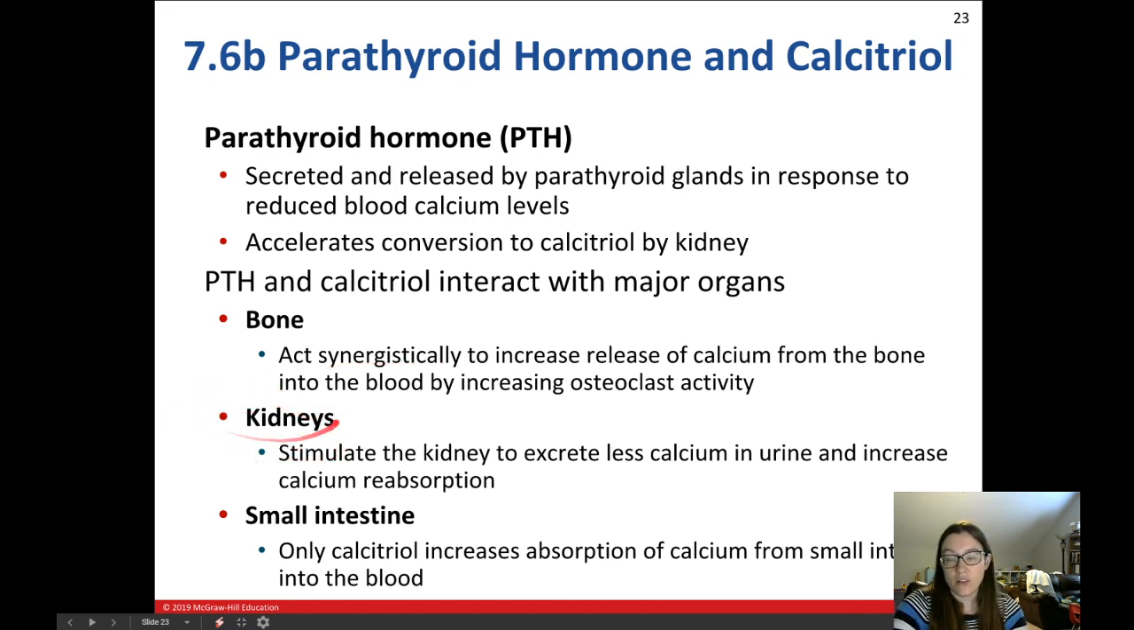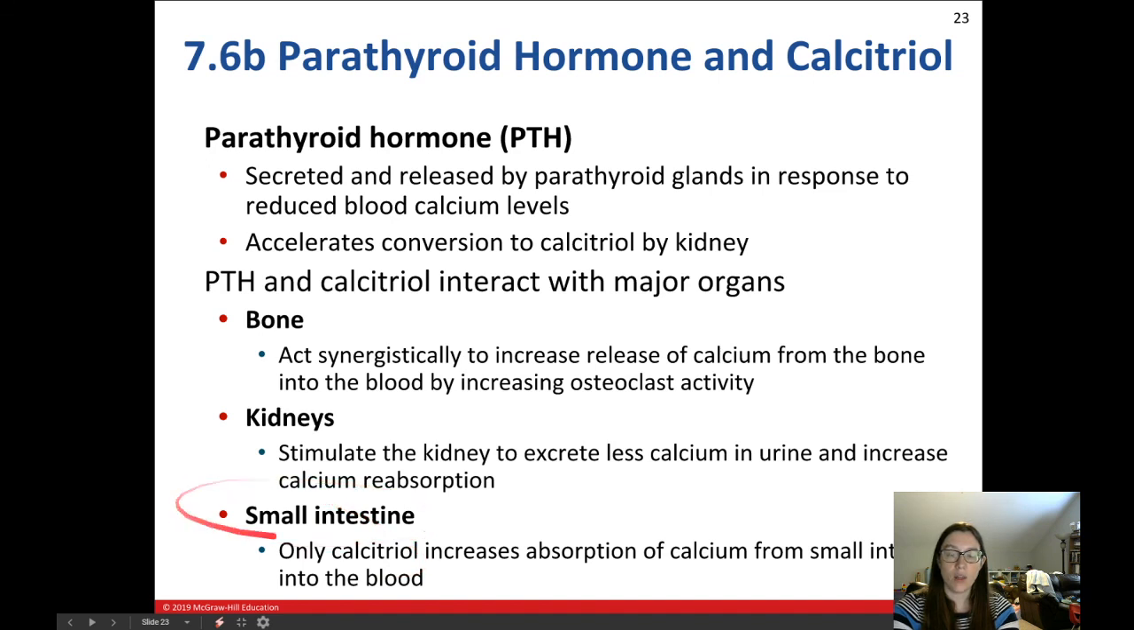Parathyroid hormone is also going to work with calcitriol at the kidneys to stimulate the kidneys to excrete less calcium in the urine and increase the calcium reabsorption. So we're going to be reabsorbing calcium. We're taking calcium back. We don't want to urinate it out if we have low levels of calcium. We want to take it all back.